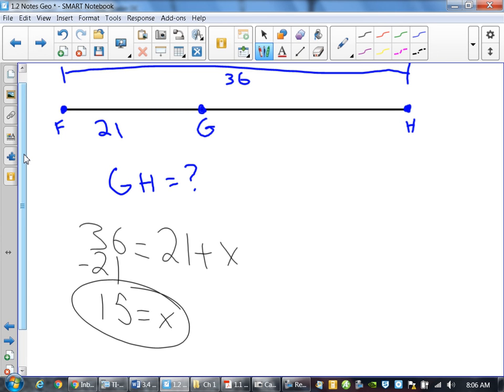When we start to write these things out, don't get lost in the lettering. Really, a lot of times you're just trying to solve for that missing segment. It is very, very straightforward.